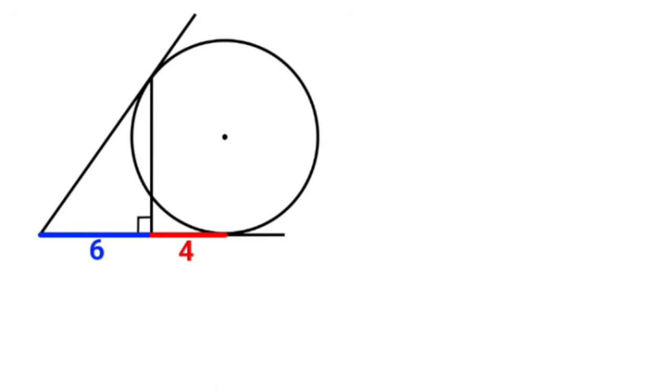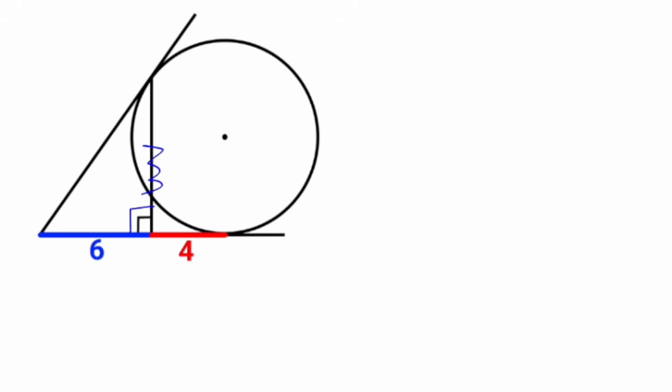In today's video, we are going to solve another interesting geometric problem. In this question, a circle is tangent to two intersecting lines. A vertical segment of unknown length is drawn from the upper point of tangency, perpendicular to the horizontal baseline, intersecting it at a right angle.